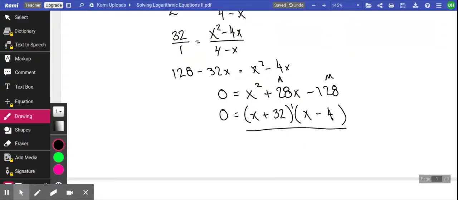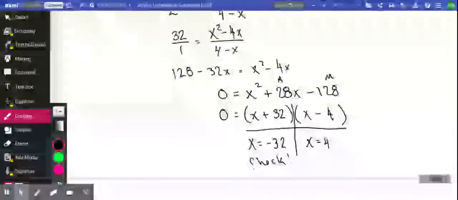So when we tee this up, we'll get x equals negative 32, and we'll get x equals 4. And now comes the part of trying to check these answers, right?